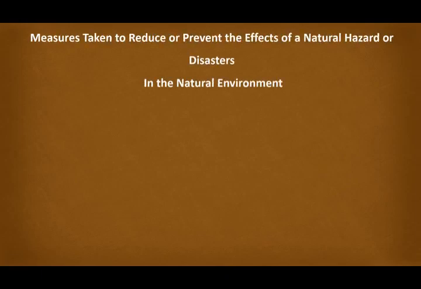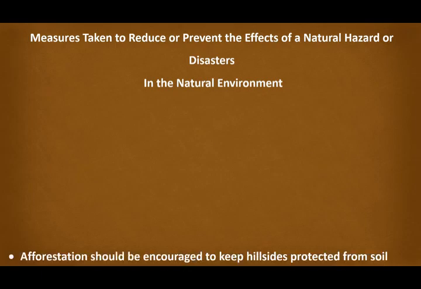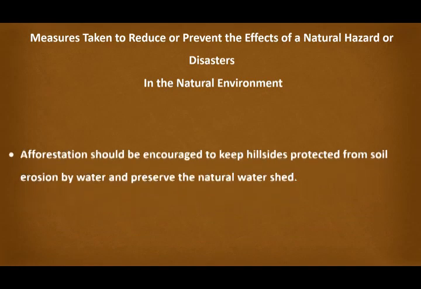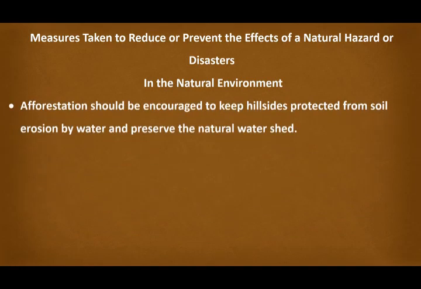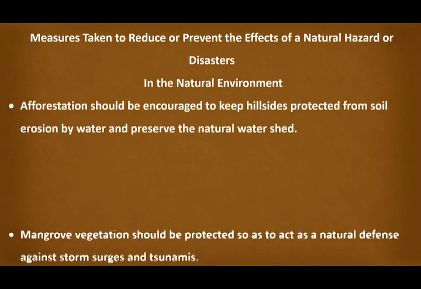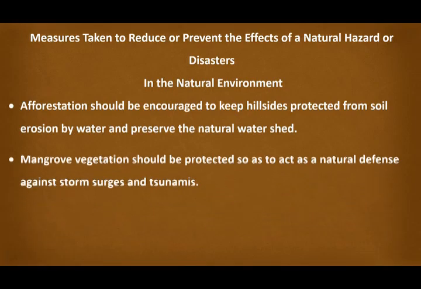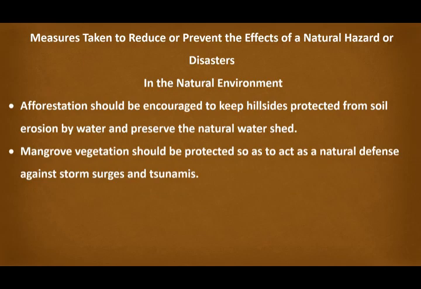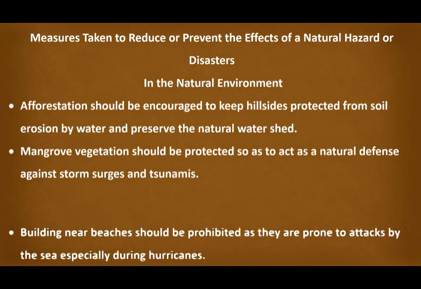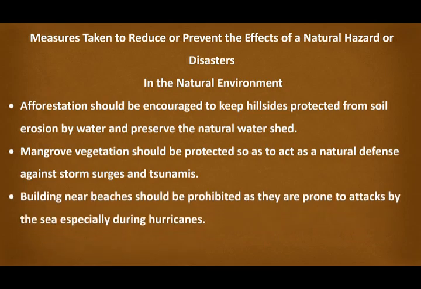So, measures that must be taken to prevent the effects of natural hazards or disasters. Well, first of all, we must try to promote afforestation, plant back the trees that have been deforested. We should protect our mangrove areas and try not to remove them, because if you do so, the coastline will be affected by storm surges and tsunamis, and buildings near beaches should be prohibited. Governments should prevent the building of buildings along beaches.